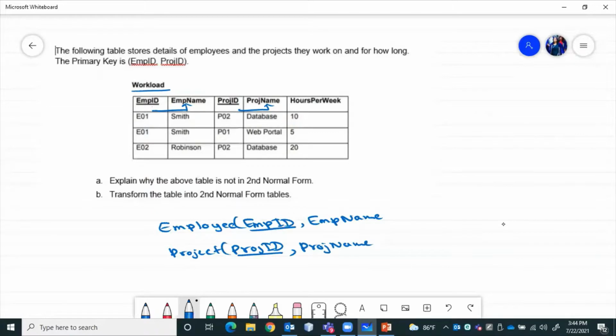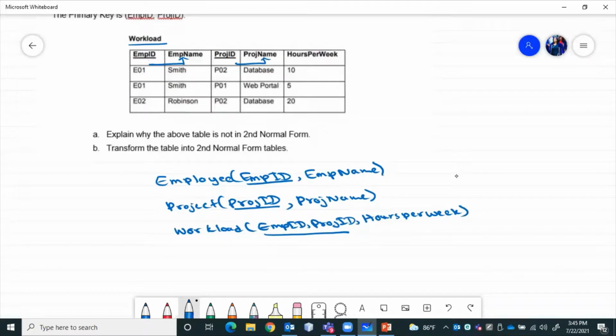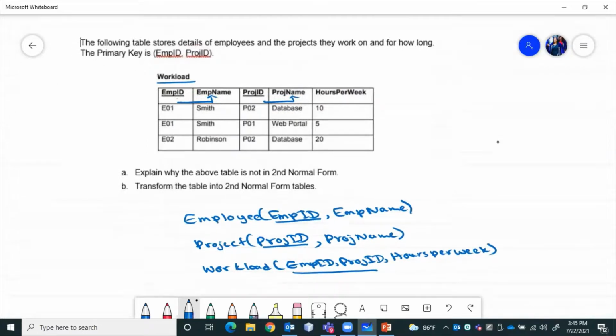That is depending on who the employee is and what the project is. So you can go with workload. That means EMP ID, comma, project ID, and hours per week. So these two are primary keys. There are no other attributes for these relations, so you can close them. In the workload, hours per week is depending on the employee ID as well as the project ID. Who's the employee? What is the project? That's the idea. So is it clear? These two questions are really easy, right?